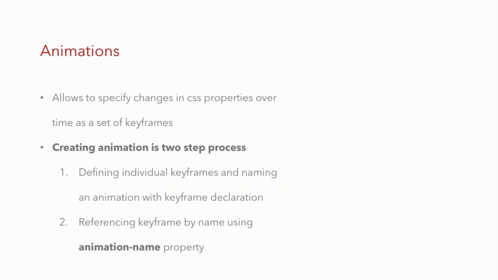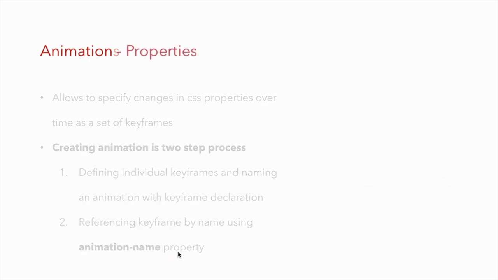Then we will talk about the animations. Animations allow you to specify changes in CSS properties. This also happens over time as a set of keyframes. Creating an animation is a two-step process. We define the individual keyframes first, naming the animation within the keyframe declaration. And the second step is the referencing of the keyframes by name using the animation name property.